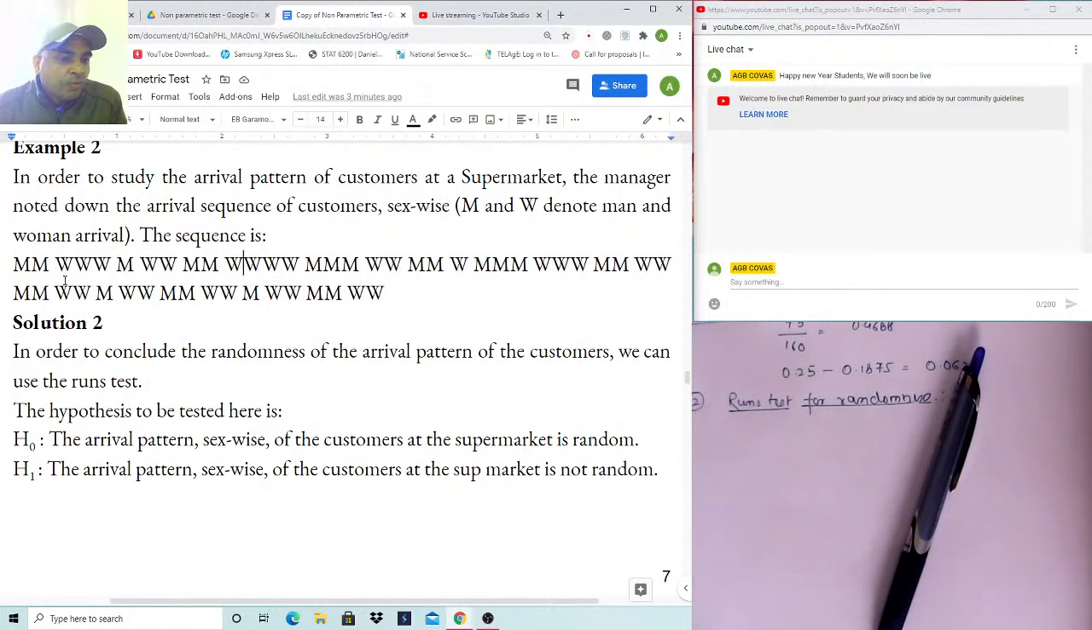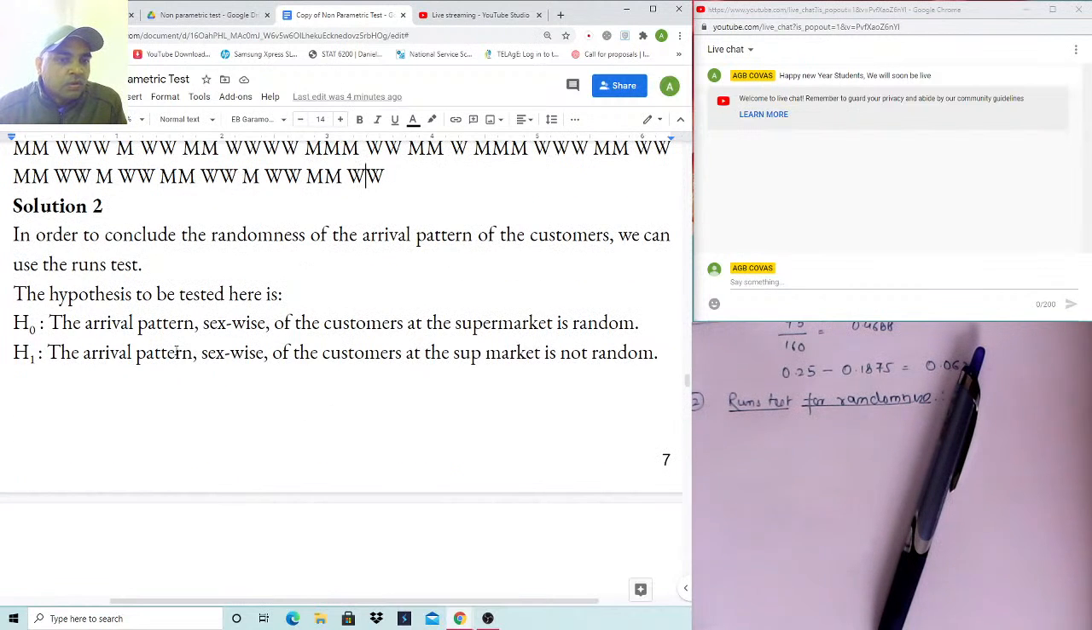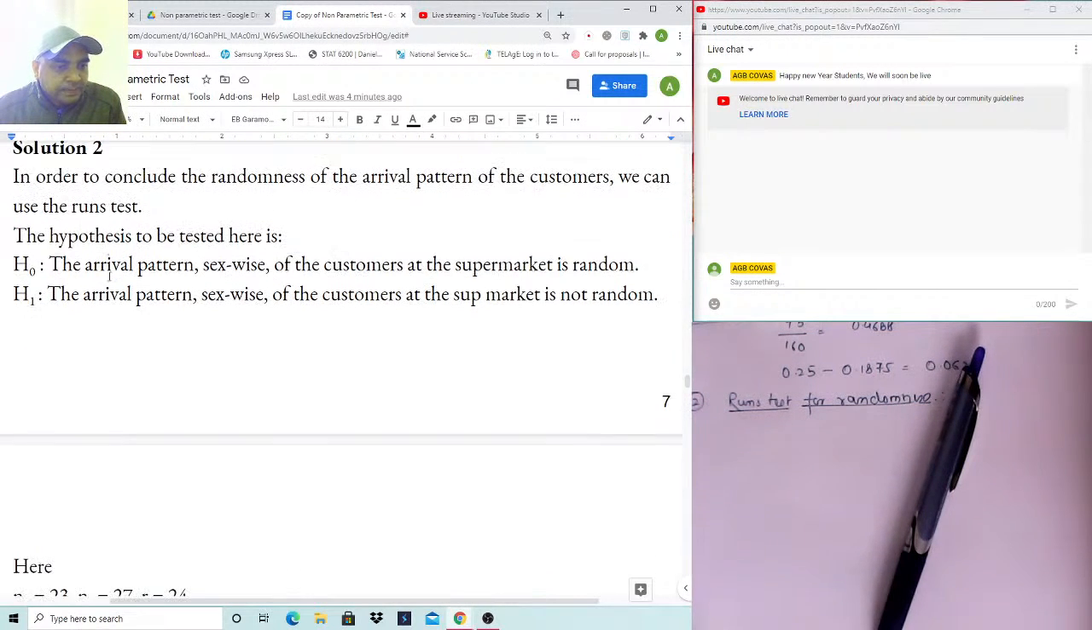So how many runs are there? If we count: 1, 2, 3, 4, 5, 6, 7, 8, 9, 10, 11, 12, 13, 14, 15, 16, 17, 18, 19, 20, 21, 22, 23, 24. Okay. Now, in order to conclude the randomness of the arrival pattern of customers, we can use the runs test.